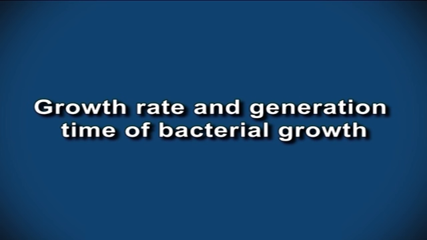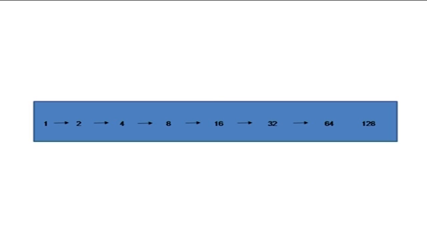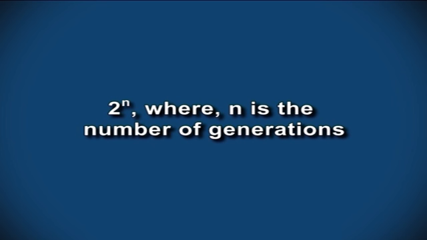Growth rate and generation time of bacterial growth. Most bacteria divide by binary fission and the number increases in geometric proportion, like one cell becomes 2, 2 to 4, 4 to 8, 8 to 16, 16 to 32, 32 to 64 and 64 to 128, or this can be expressed as 2 to the power of n, where n is the number of generations.